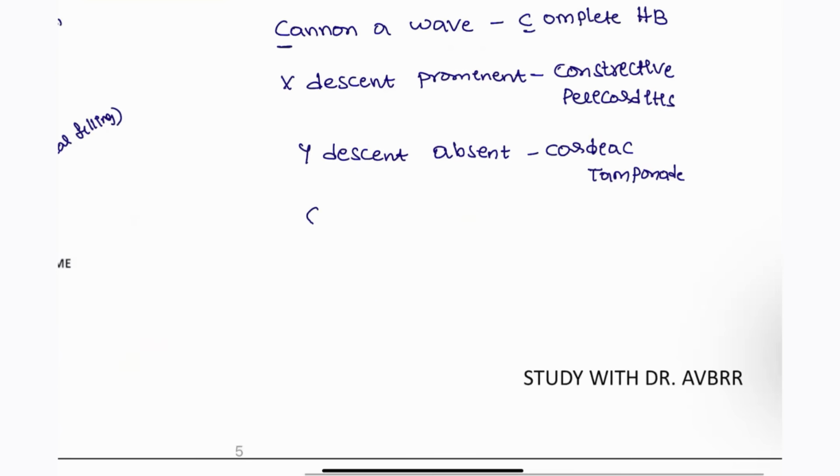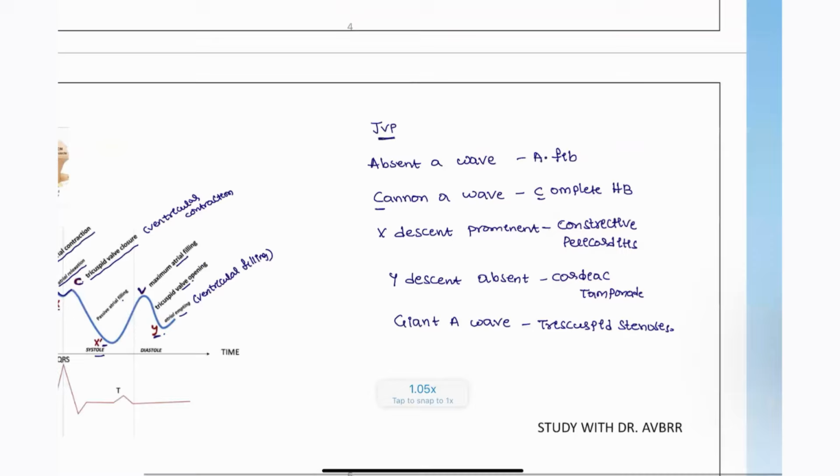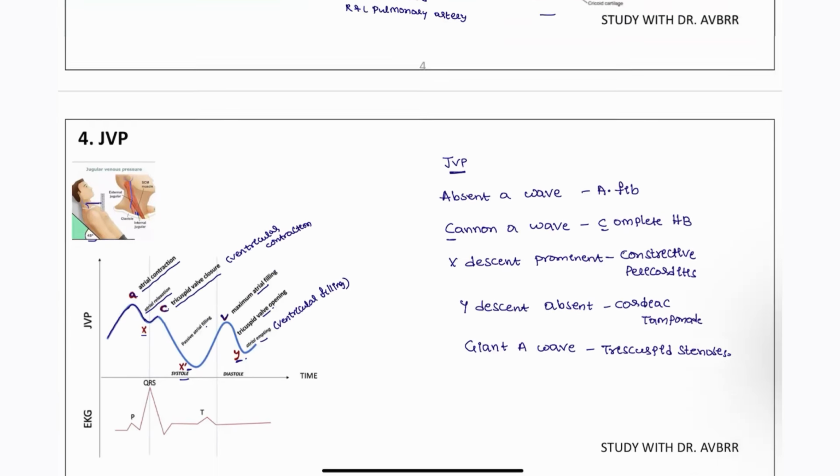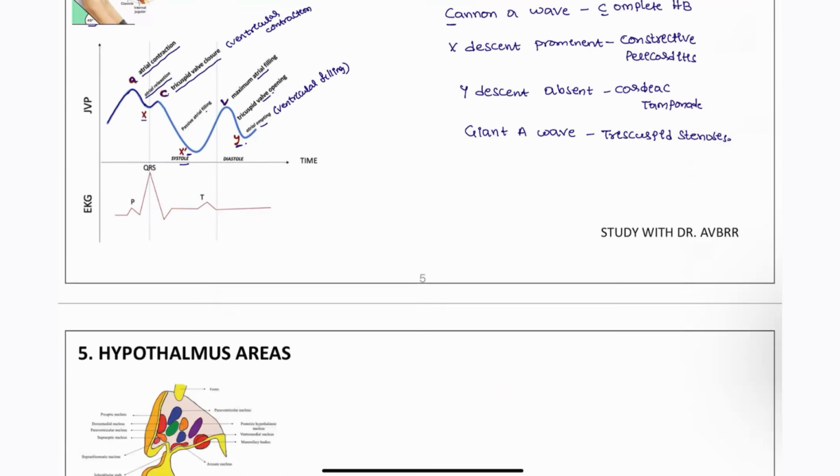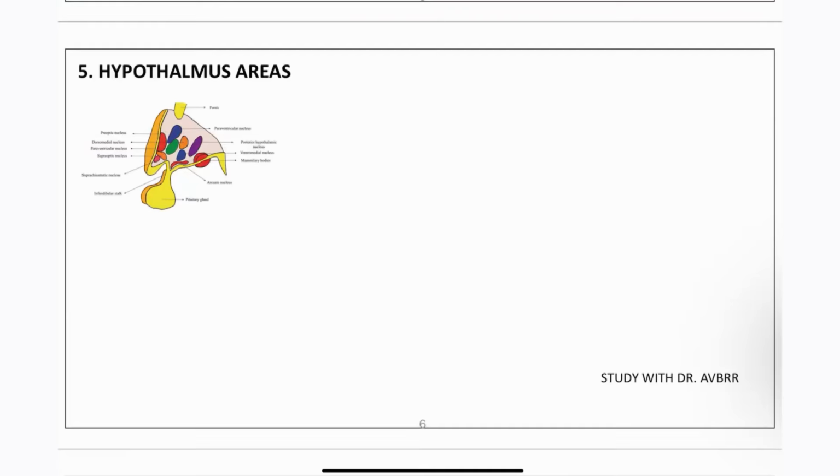Next, giant A wave. If there is a giant A wave, this is tricuspid atresia, tricuspid stenosis. Right, these are some of the conditions associated with the JVP, and this is how we are going to interpret. Right, next, moving on to the hypothalamus areas.